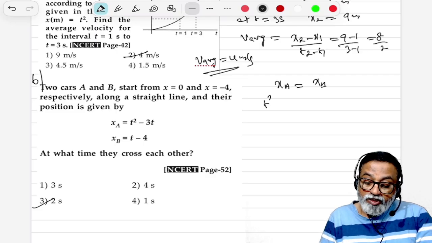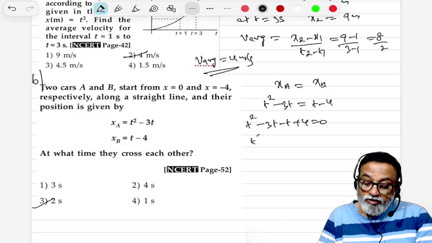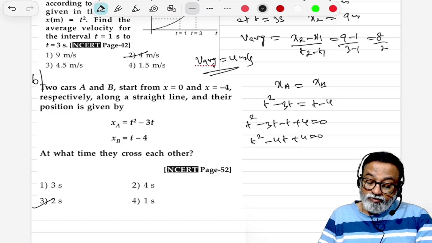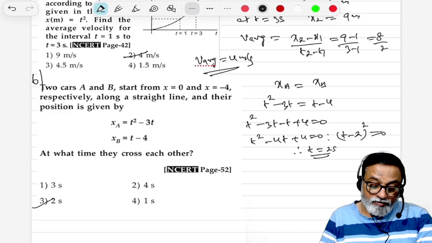This becomes t square minus 3t is equal to t minus 4. This becomes t square minus 3t minus t plus 4 is equal to 0. This is t square minus 4t plus 4 is equal to 0. This is nothing but (t minus 2) whole square is equal to 0. Therefore, t is equal to 2 seconds.